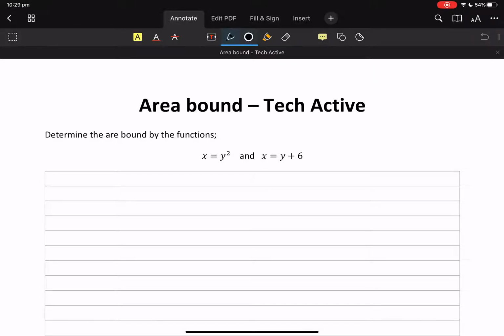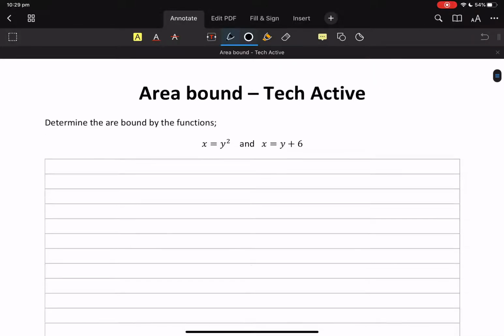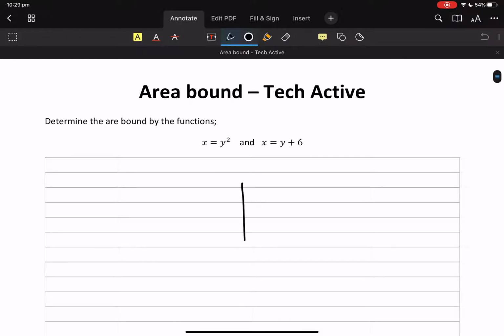This one's a ripper, eh? Hope you've had a bit of a go, a bit of a play. Hopefully we know that this thing here is a sideways parabola.